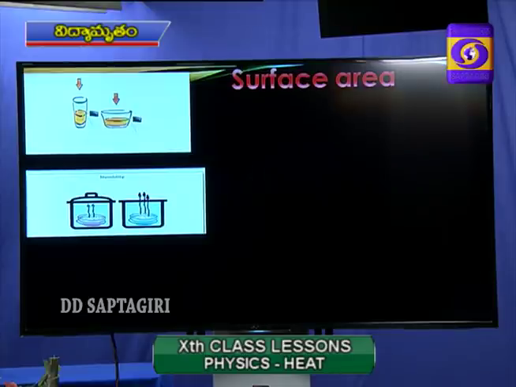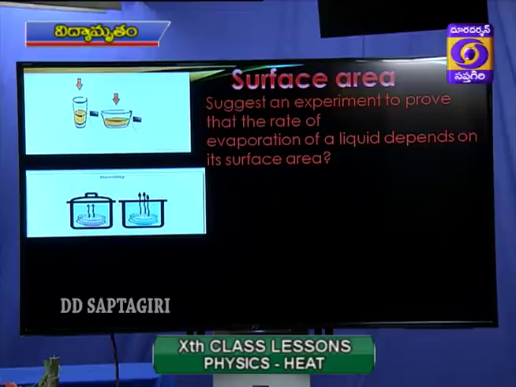surface area. Now they will ask you one question like this: suggest an experiment to prove that the rate of evaporation of a liquid depends upon its surface area. They ask you a 2 marks question. Don't mug up these types of experiments. Experiment means what you observed. How can you do the experiment?